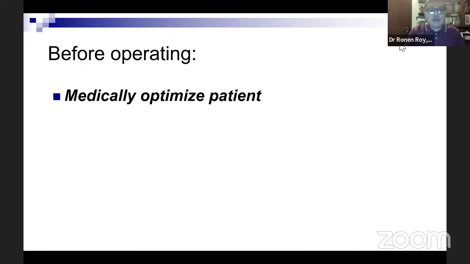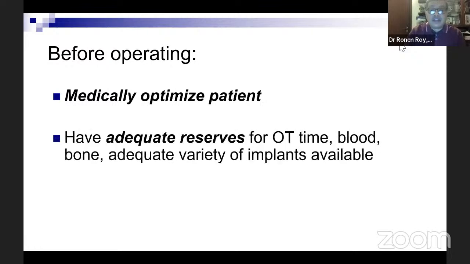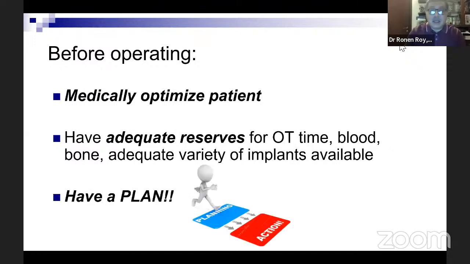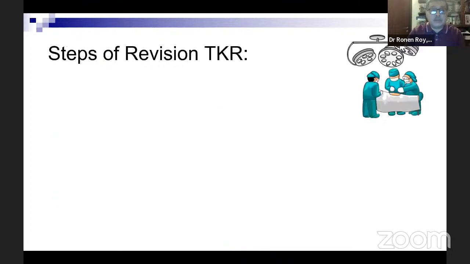So before operating, medically optimize the patient as you would in a primary scenario. Have adequate reserves of time for OT, blood, bone, adequate varieties of implants available, and always have a plan before you start out. Don't just say, oh, I'm doing a revision tomorrow and jump into the OT, because then you'll really be jumping into problems.